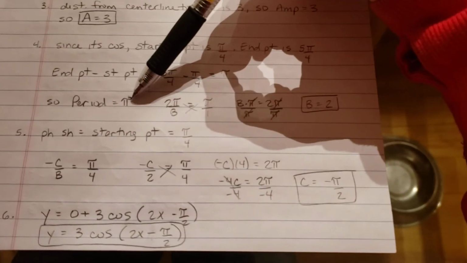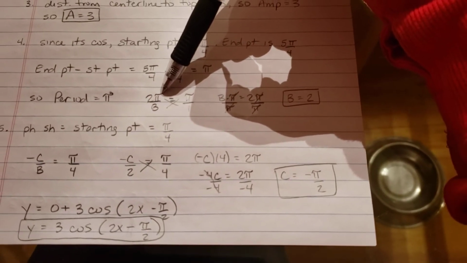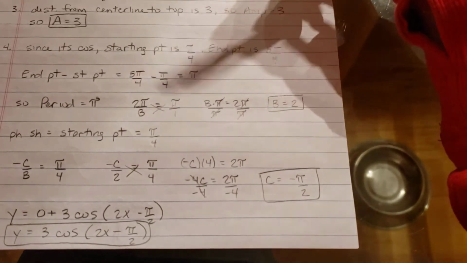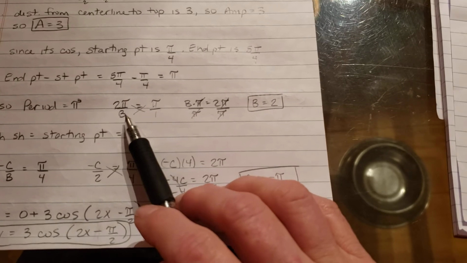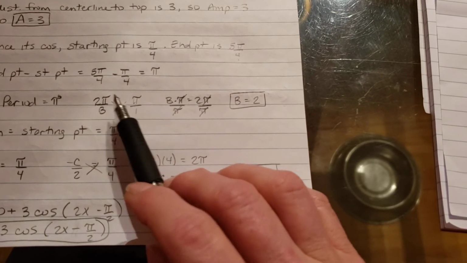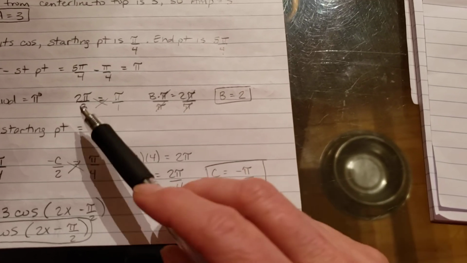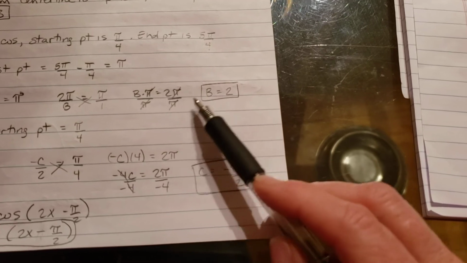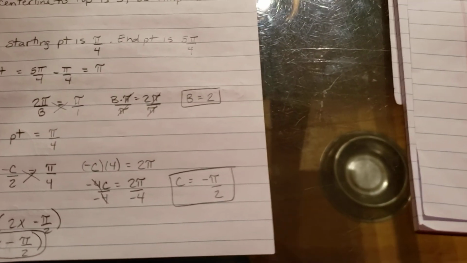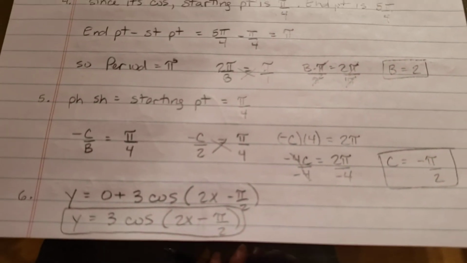Now, the formula for the period is 2 pi over b. So since the formula for the period is 2 pi over b, and this period is equal to pi, then 2 pi over b equals pi. If you cross multiply, then b times pi equals 2 pi. Divide both sides by pi, and then we get b equals 2. So now we've got b. So we have k, a, and b. Now we need c.